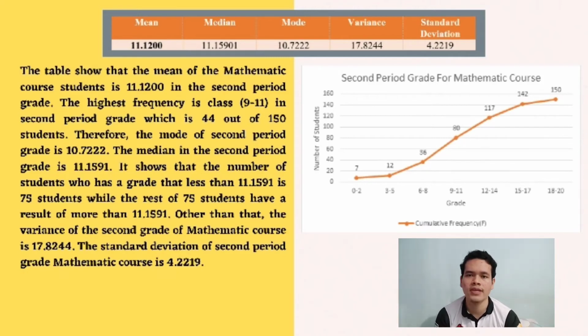Therefore, the mode of the second period grade is 10.7222. The median in the second period grade is 11.159. Other than that, the variance of the second period grade of the mathematics course is 17.8244. The standard deviation of the second period grade mathematics course is 4.2219.